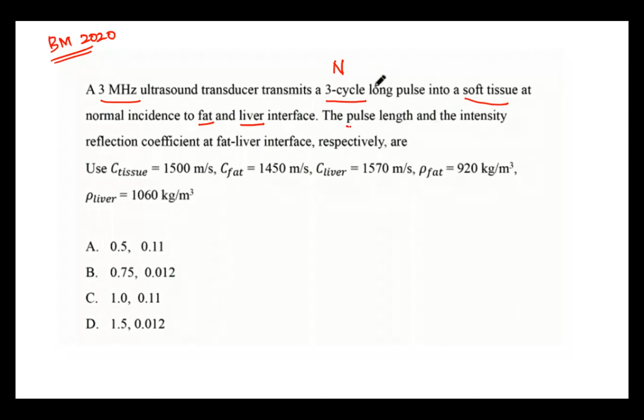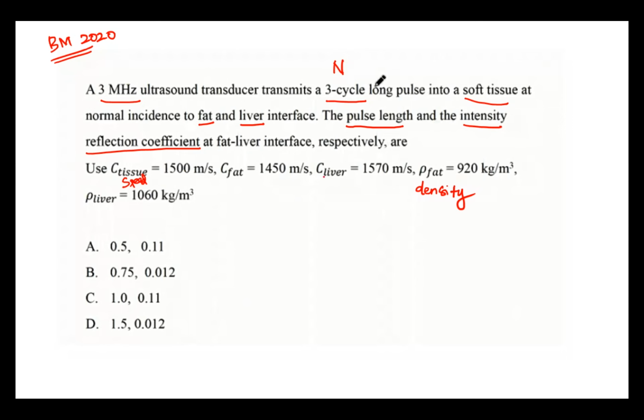What do they ask? They ask you to find the pulse length and the intensity reflection coefficient. For fat and liver, they have given C. What is C? Speed. And what is rho? Density. So they have given the speed of sound in fat and in liver, and the density of fat and of liver.